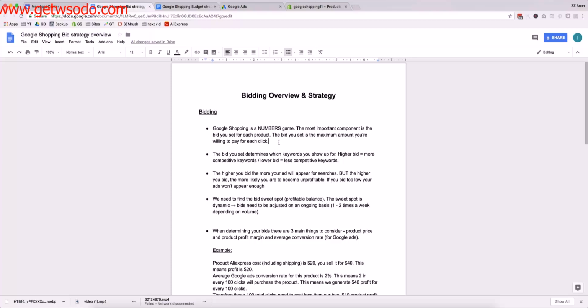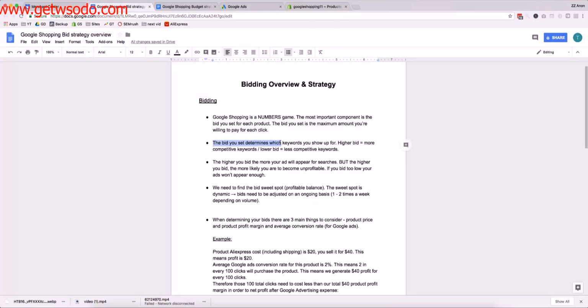When you think about Google Ads, it's basically a numbers game. It's not that creative. You just need to look at stats and decide whether to kill or resume a product. The most important component is the bid that you set for each product. The bid is the maximum amount you're willing to pay for each click. If you have a 50-cent bid, Google Ads is going to place you in the auction where 50 cents will be your max. If you're running enhanced CPC, which is another bid strategy, it can go over 20% of whatever your max CPC is, but I'll talk about that later.